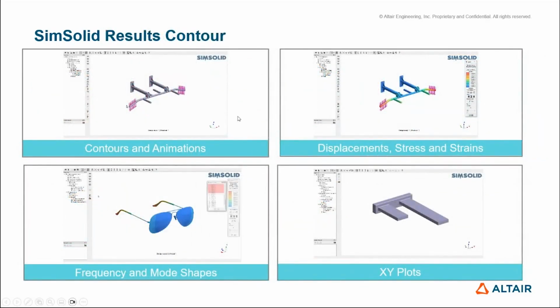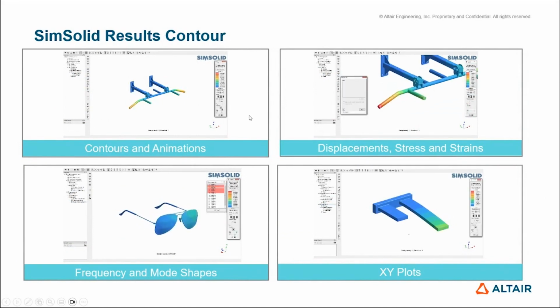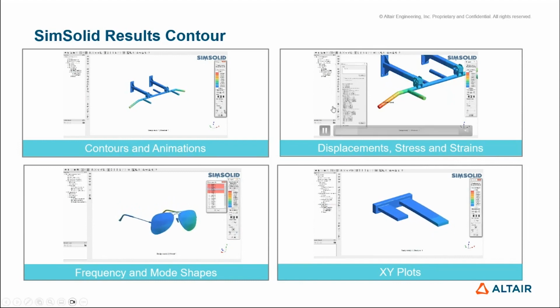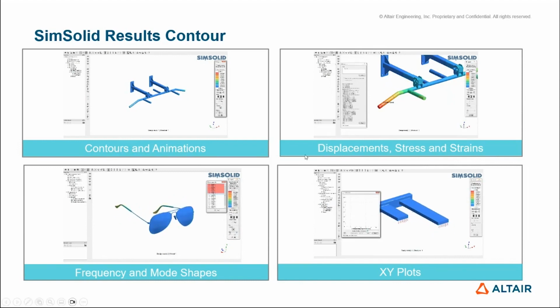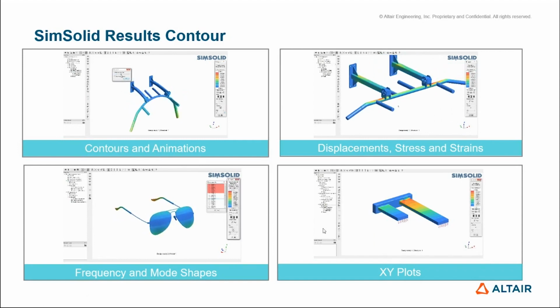And here you can see an overview of SimSolid results: contours and animations available on the fly as you work, displacements and stresses. Here you can see frequency and mode shapes. And of course, as anywhere for any of the results, you can output XY plots, which, as I said, can be exported to CSVs.